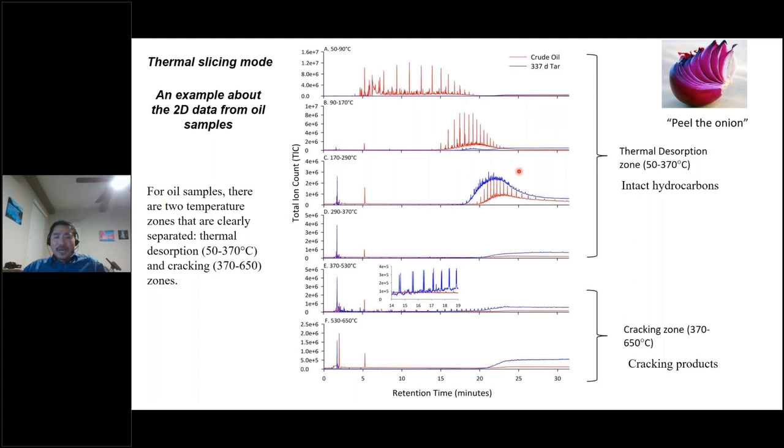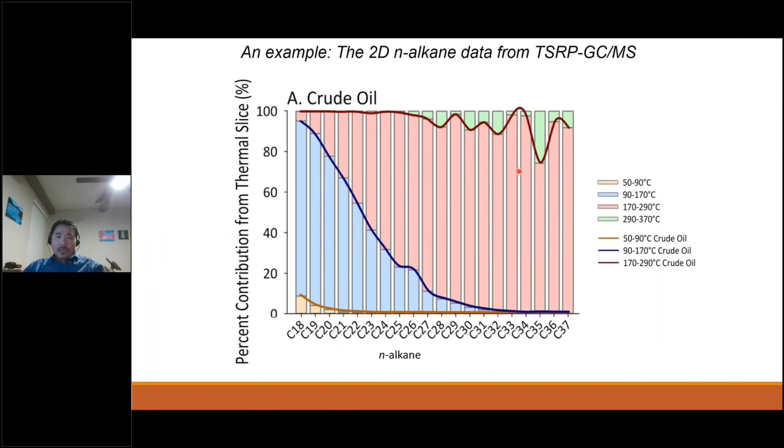So how do you deal with the data? One thing you can do is see at what temperature each compound comes out, so you can normalize to 100%. For example, for the C18 alkane in the crude oil, you can say you only have 10% coming out at 50 to 90 Celsius degrees. The majority came out in the blue, 90 to 170 degrees, and you have a really small fraction at 170 to 90.